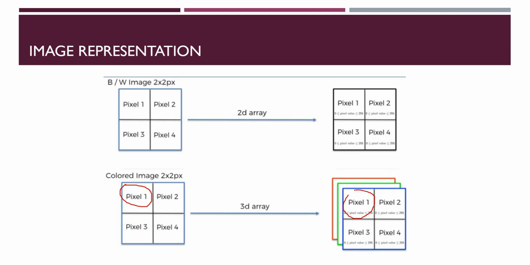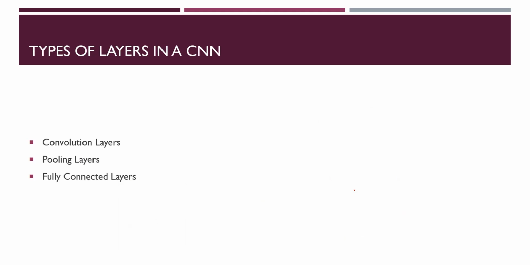Now that we know how we are representing our data for convolutional neural networks, let us talk about the layers that are there in a convolutional neural network. There are three different types of layers in a convolutional neural network: the convolution layers, the pooling layers, and the fully connected layers. We'll be looking at each of these layers when we see the entire architecture.